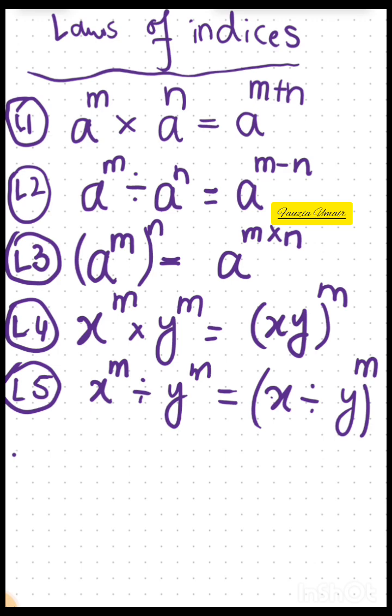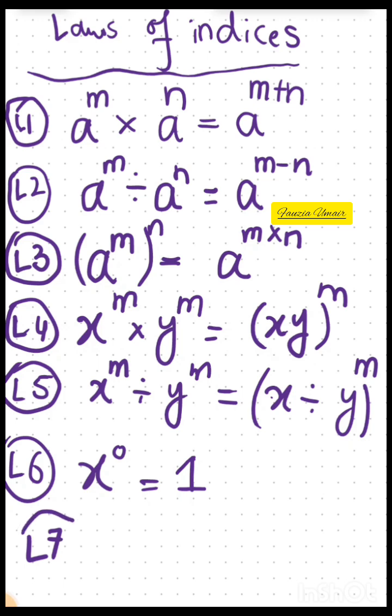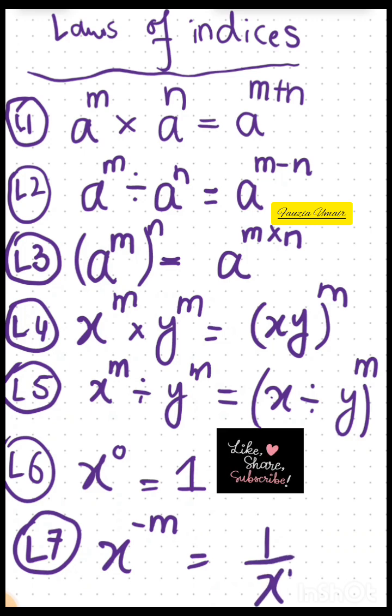So law number 6 is about zero power. For example, if any base is having power 0, the answer will always be 1. So this is called zero power law. So law number 7 is about negative power. So if for example x is having a negative power, then how are you going to resolve it? You will take the reciprocal of the base, x will become 1 by x and the power will become positive.